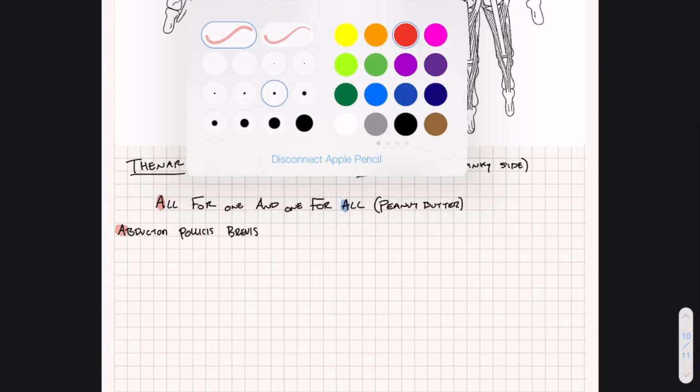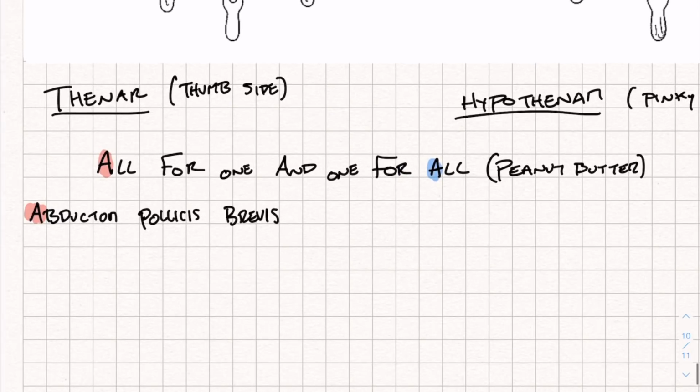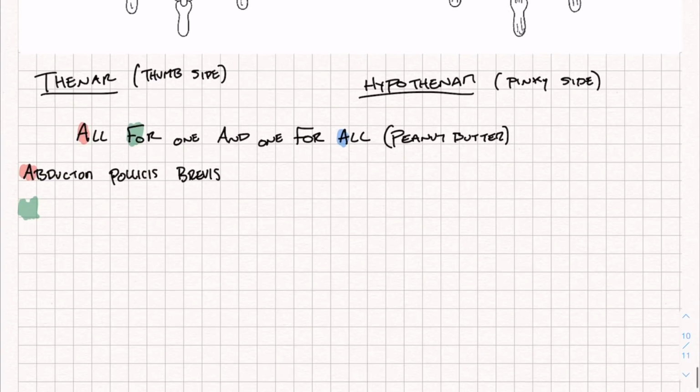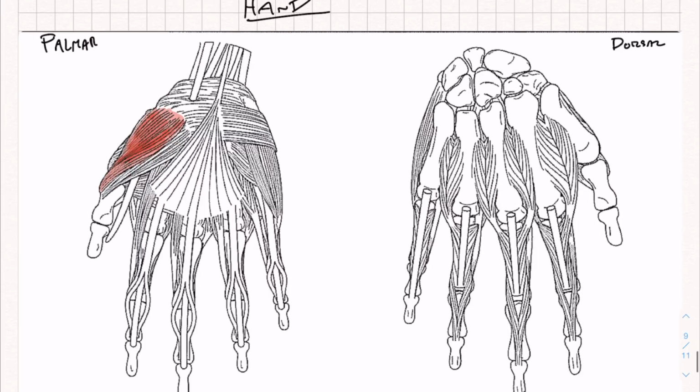Okay, the next muscle we're going to talk about starts with an F. So I'm going to do that in green. F, if it starts with an F, it's going to be a flexor. And we're on the thenar side, so flexor pollicis. And we had a longus, so we need a brevis. Flexor pollicis brevis. This is going to be a little bit more medial in that palmar surface. So there's your flexor pollicis brevis.